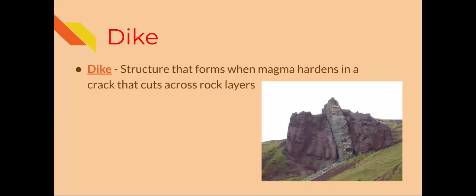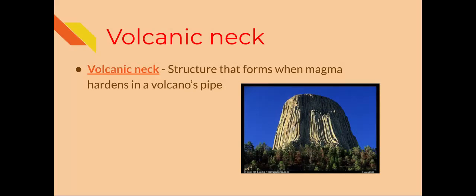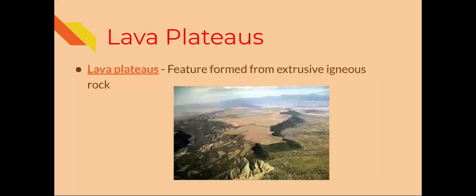Now, dike is the gray that's forming in kind of the reddish brown, and that is when magma hardens across rock layers and cuts through it. The last one is a volcanic neck. This is a structure that forms when magma hardens in a volcanic pipe, and this is a picture of a volcanic neck that could be quite large.